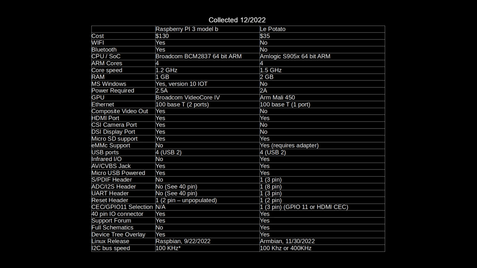The Amlogic S905X system on chip is used in many of the media boxes that you see for sale on eBay, Amazon, and elsewhere.